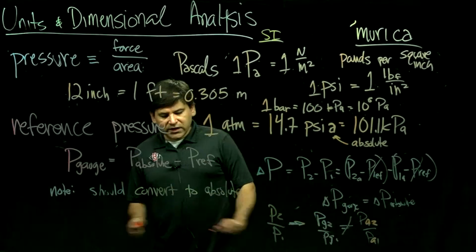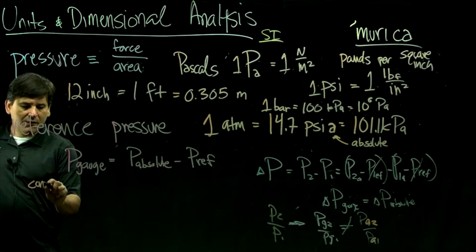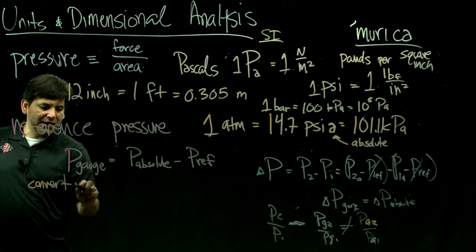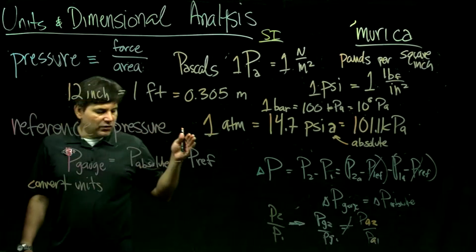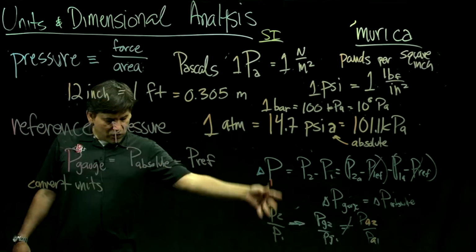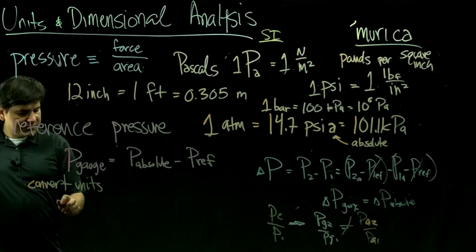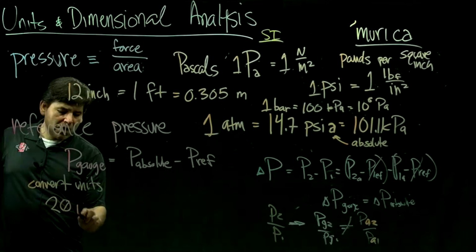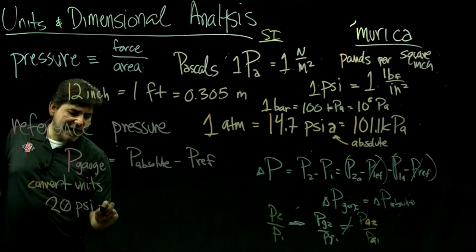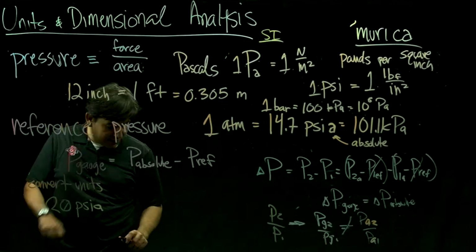And so just a quick example of converting units, the idea is to multiply the units you are in by a ratio that equals 1. Multiply it by 1, but that ratio converts. So 20 pounds per square inch absolute. Make sure you're in absolute, because you'll get the wrong answer if you're not.